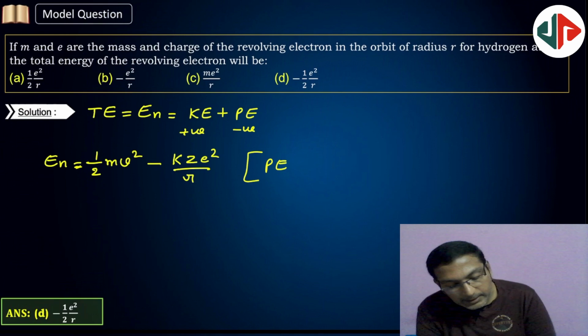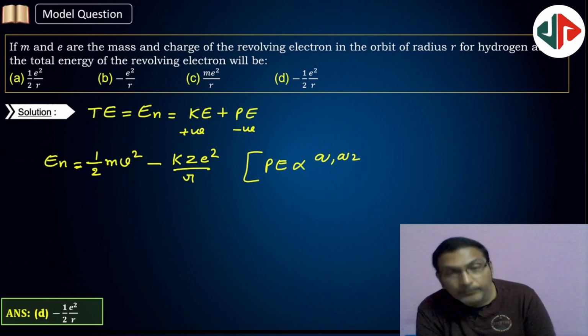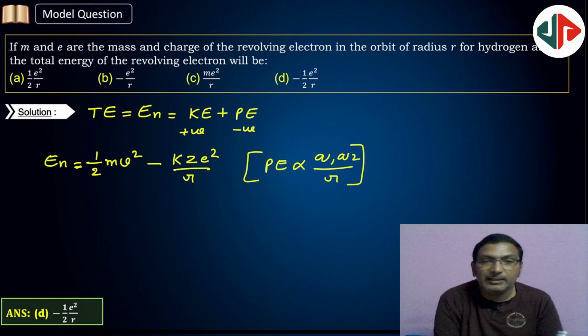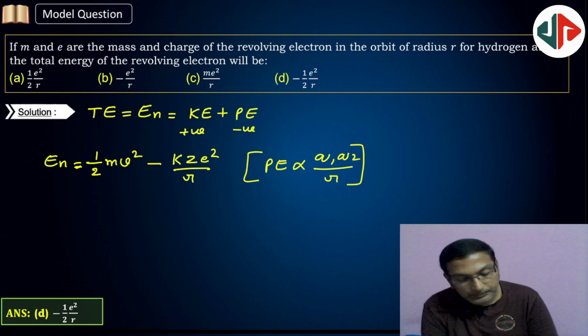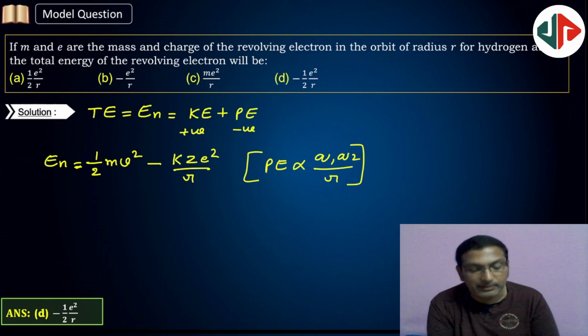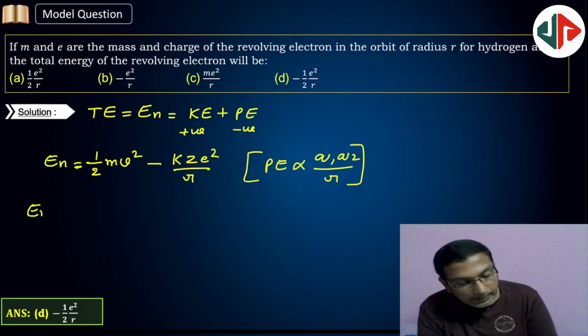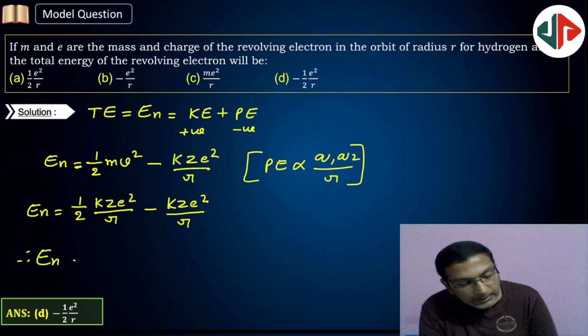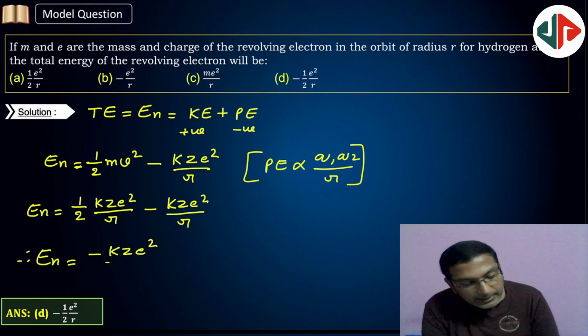Since potential energy is directly proportional to q1 q2 by r, where q1 q2 are charges of nucleus and electron respectively. R is distance between nucleus and electron. Again, En equal to half mv square is kZe square by r minus kZe square by r. Therefore, total energy equal to minus kZe square by 2r.